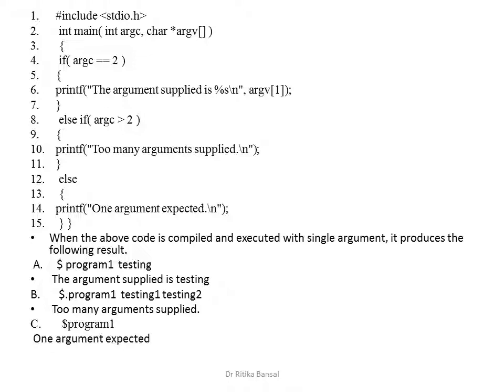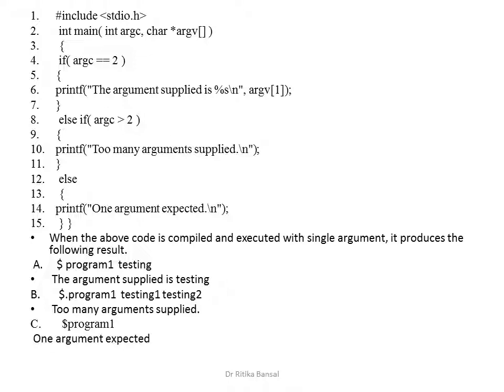Now let's start with the program. In line number 1 we have stdio.h. In line number 2 we have argc and argv as fixed. Now if argc is equal to 2, we will print this line. If argc is greater than 2, we will print too many arguments, otherwise we will print one argument expected.